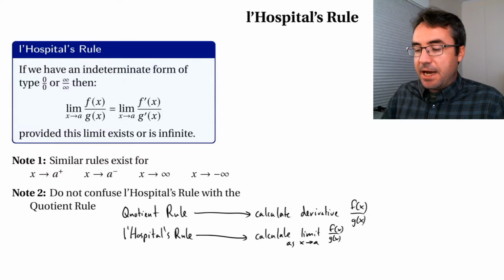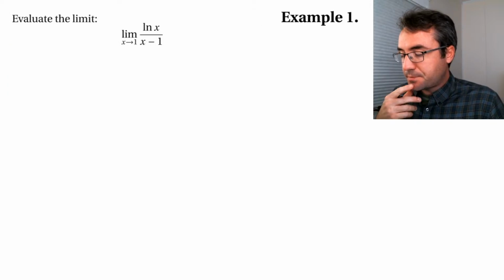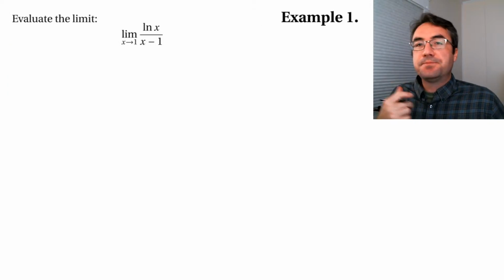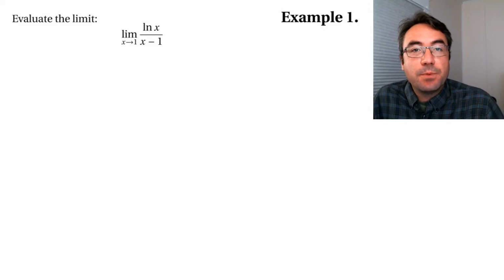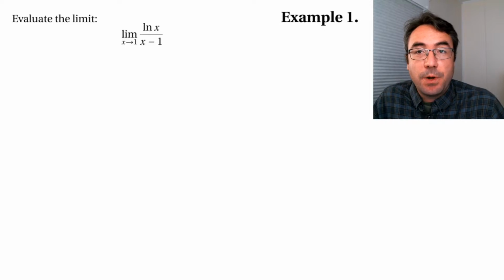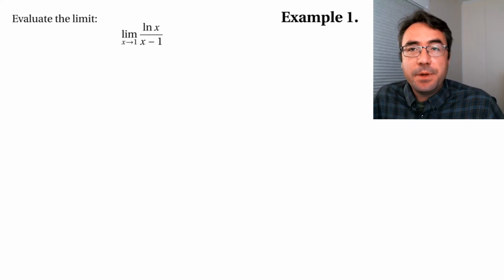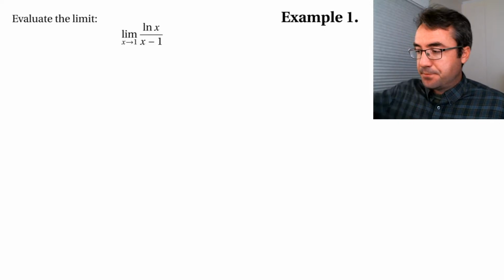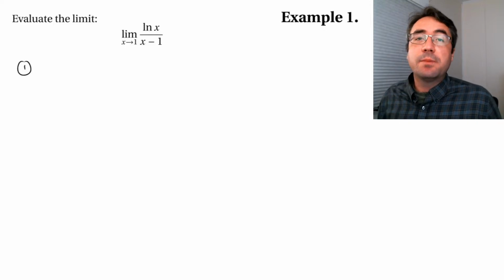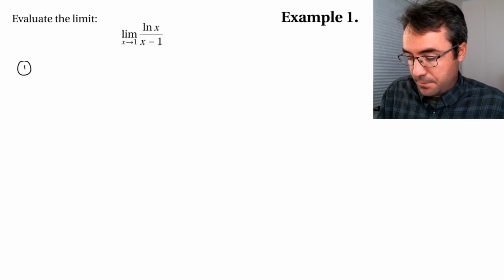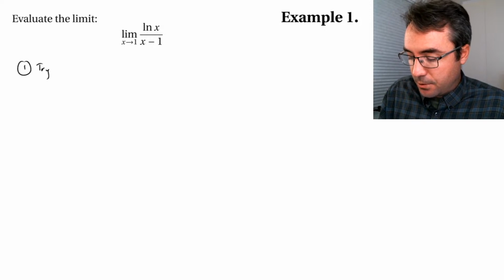All right, so let's see how this works in practice. So let's try an example. We're going to do the limit of natural log x over x minus 1 as x approaches 1. And the first thing we should do whenever we are presented with a limit is we should really just try plugging in. So we're going to start by trying our quotient limit law.